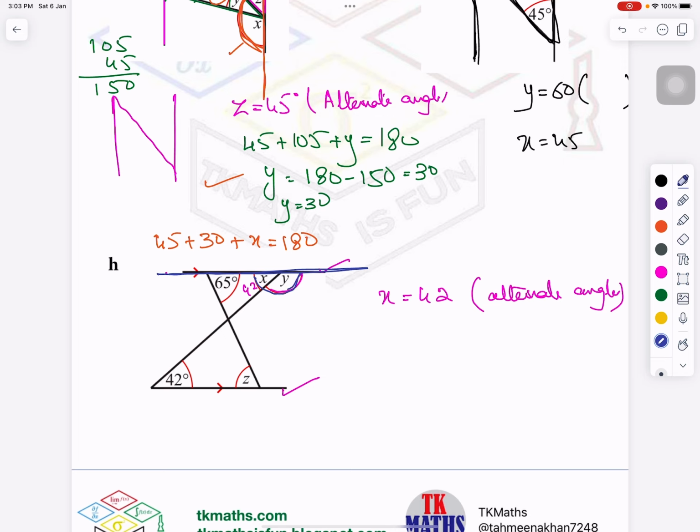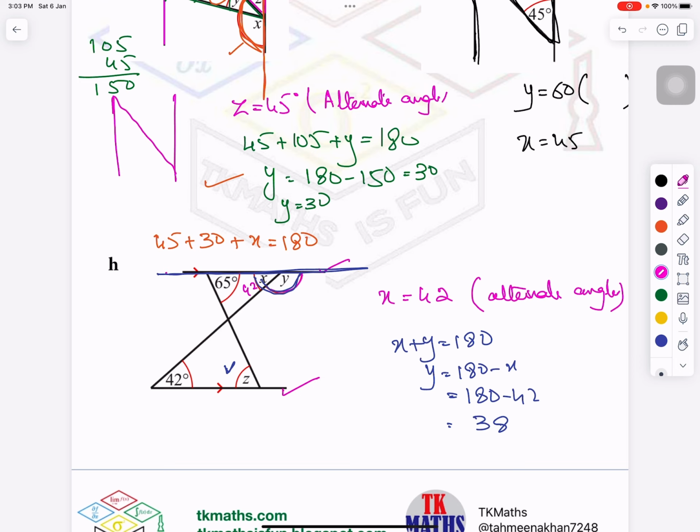So x plus y are angles on the straight line. So you can write x plus y equals to 180. Here y is equal to 180 minus x. 180 minus 42. Right. Now what about this z? Can you think of any property?